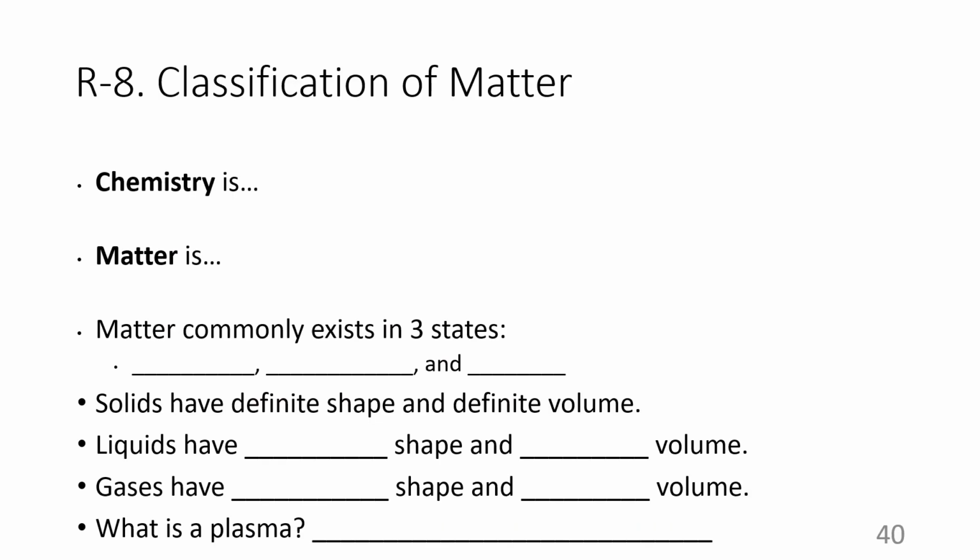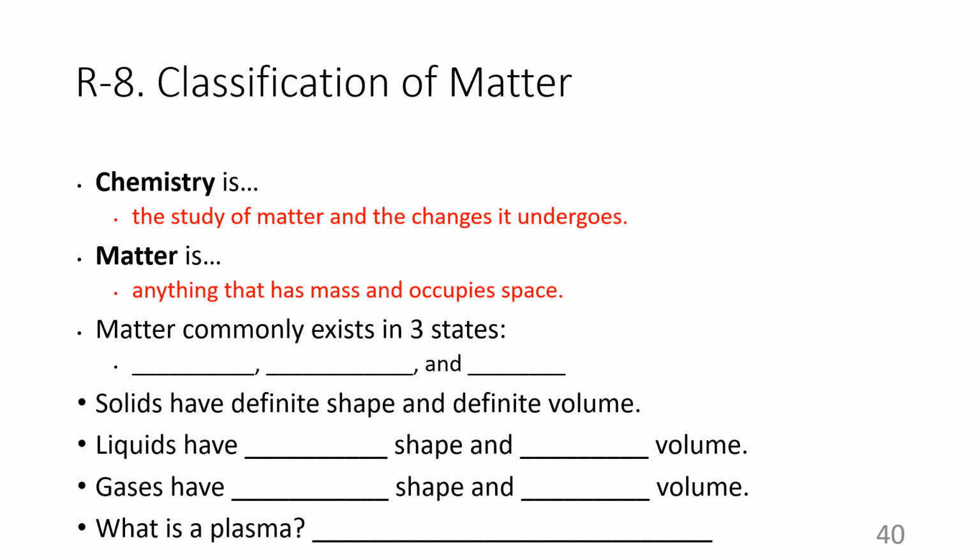In this next section, we are going to talk about chemistry. As you might already know, chemistry is the study of matter and the changes that it undergoes. What is matter? Matter is anything that has mass and occupies space. And there are three common states of matter, which include solids, liquids, and gases. How do they differ from one another?